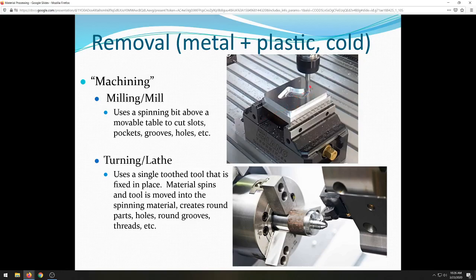But you could drill holes with this, if you're very careful. It's not great for the bit. That's why they make drill bits. But you can. Milling is one of the primary machining processes.